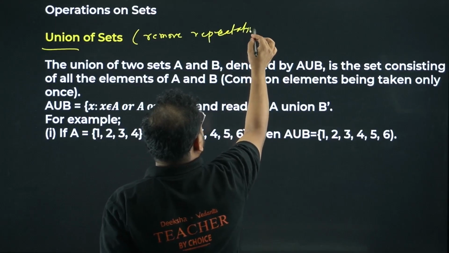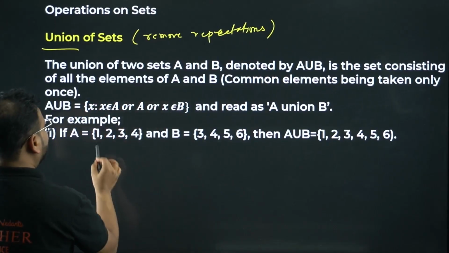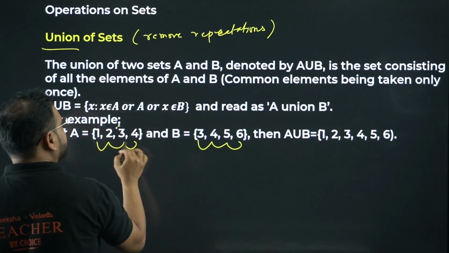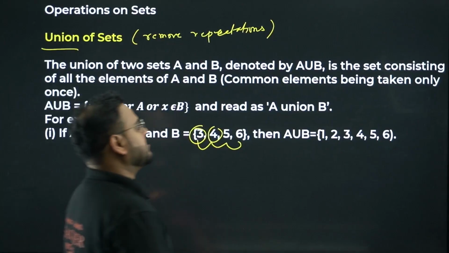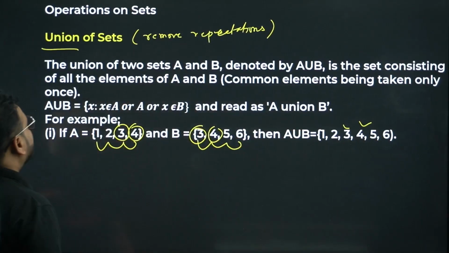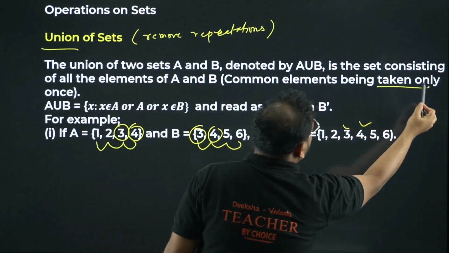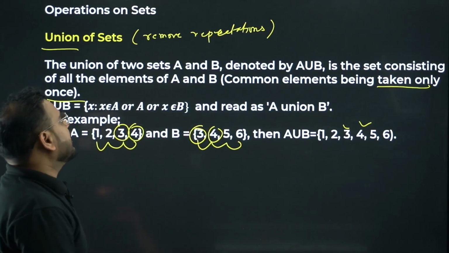You have to remove the repetitions. You cannot have repetitions allowed. Please check over here. I had 1, 2, 3, 4. Here also I had 3, 4, 5, 6. But you won't take 3, 4 two times. You get it only once: 1, 2, 3, 4, 5, 6. There is no repetition. Common elements are taken only once. That is the meaning of union of sets.